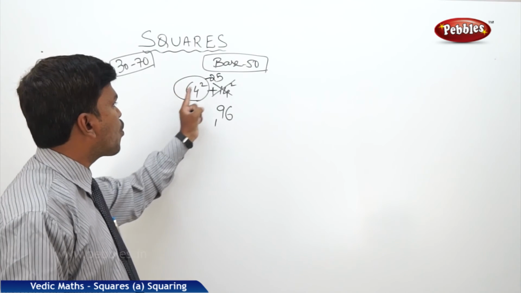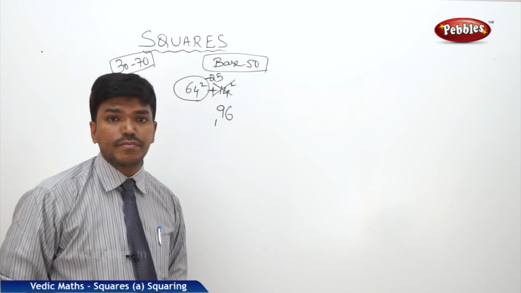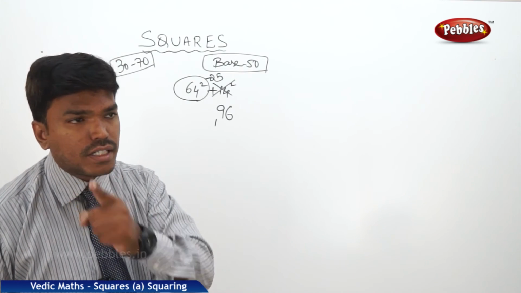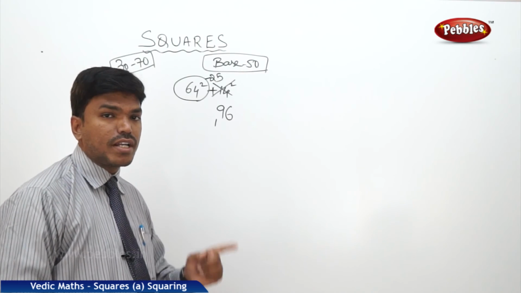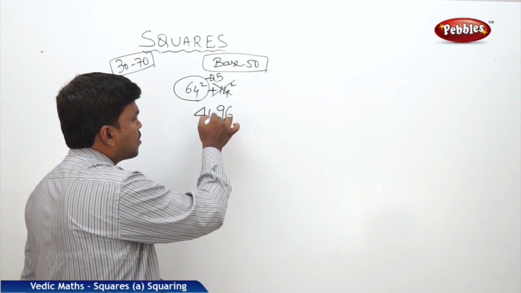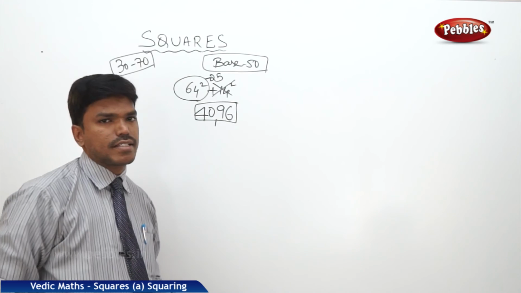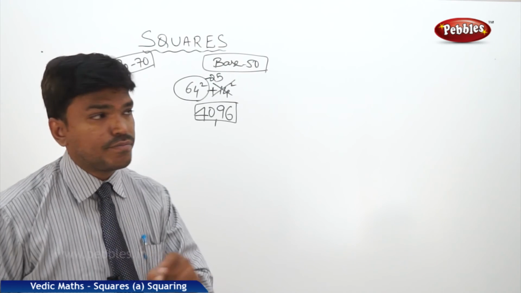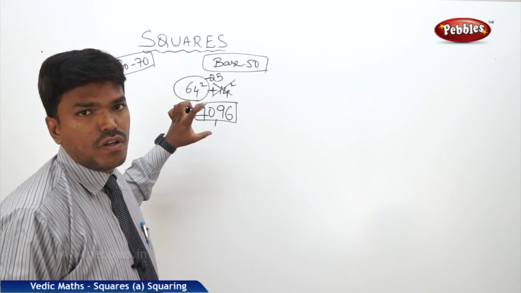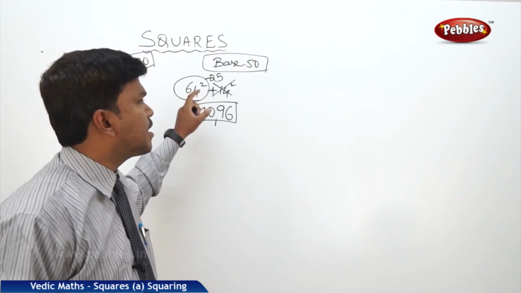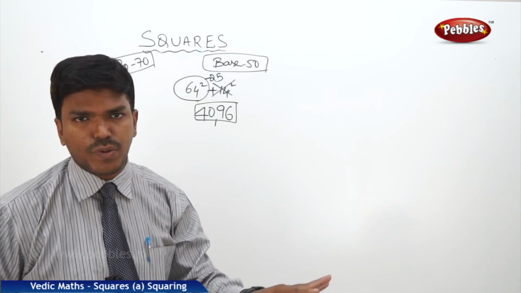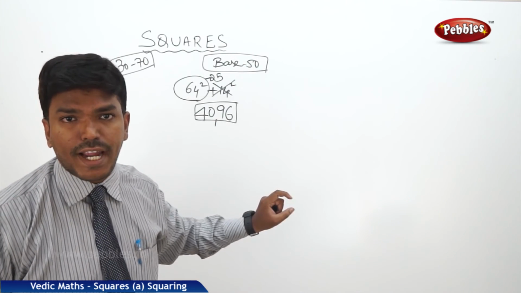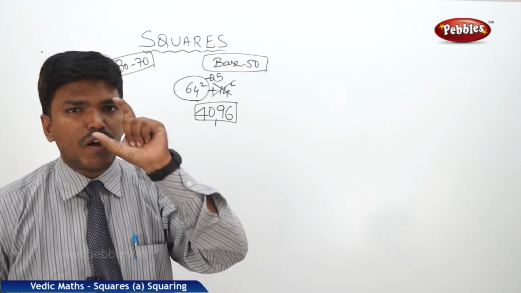Subtract 25. 64 minus 25. How much? 39. So 64 minus 25 is 39. 39 plus 1 is the carry here. So 39 plus 1, 40. So our answer is 4096. But one important thing to keep in mind is that for the left side part of the answer, whether the number is more than the base or less than the base doesn't matter to us. The important thing is that we get the left side part of the answer by subtracting 25 from the main number.